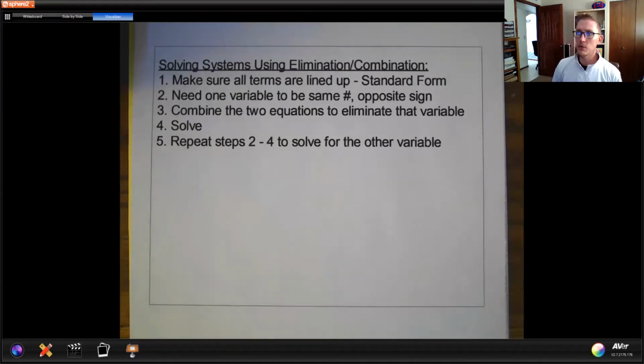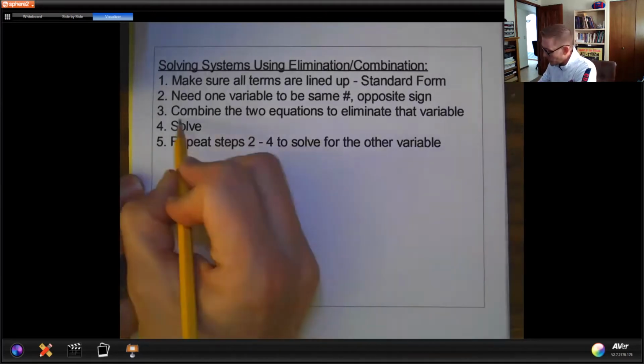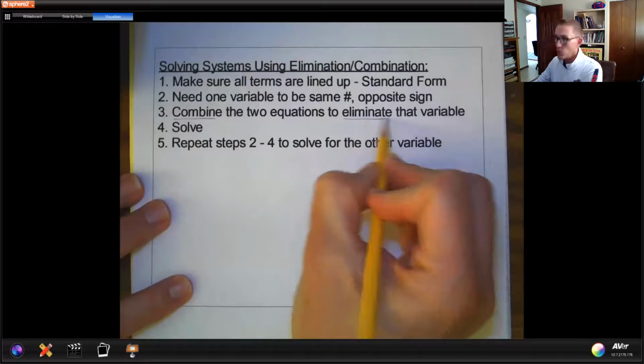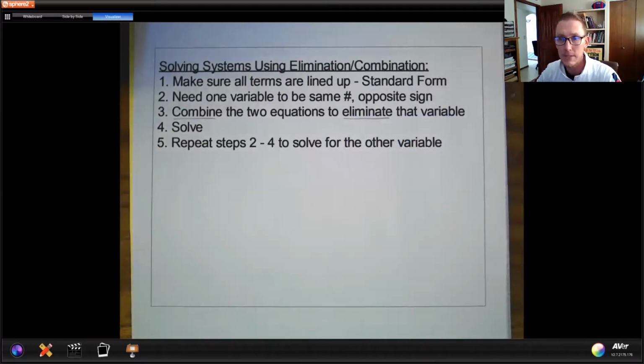You need one of the variables to be the same number but opposite sign. In an ideal world, this will be done for you already. Sometimes it won't be, and you're going to have to manipulate your equations to make that happen, and our final example will have us do that. You're going to combine the two equations to eliminate that variable. So there's your words: combine to eliminate. Whichever variable had the same number with the opposite sign, we're going to eliminate it by combining equations.